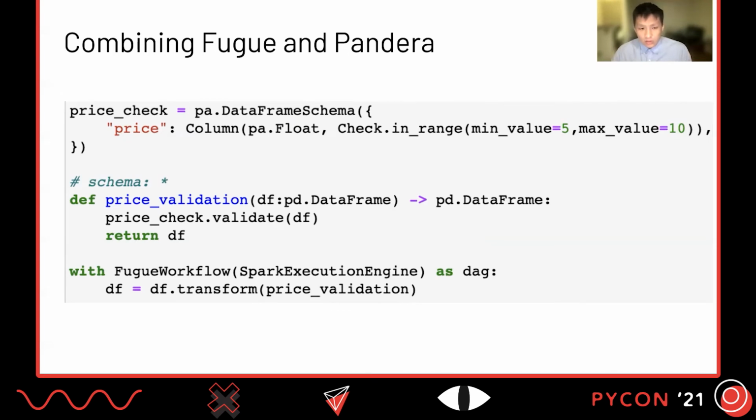Now we can write our Fugue workflow context manager and pass in the Spark execution engine. And now this makes Pandera run on top of Spark. So when we do df equals df.transform price validation, we are running the Pandera data validation on top of Spark.